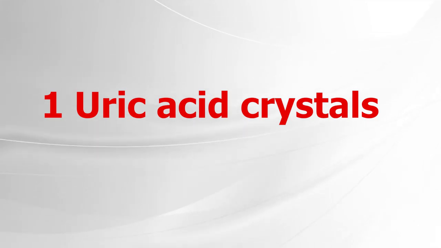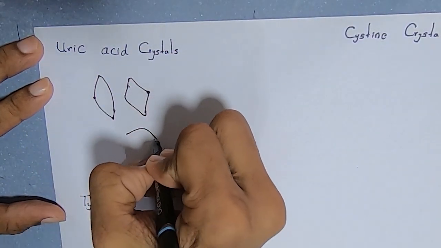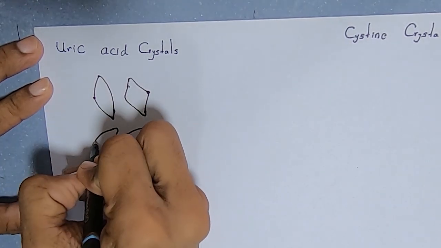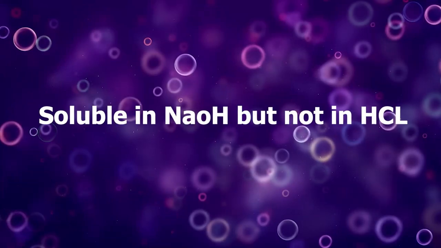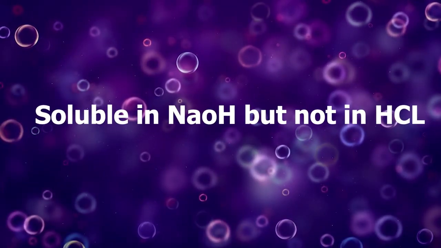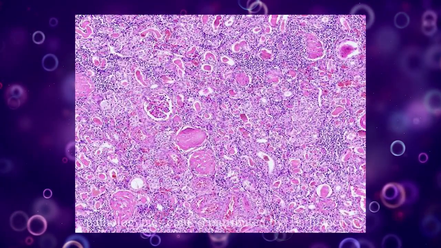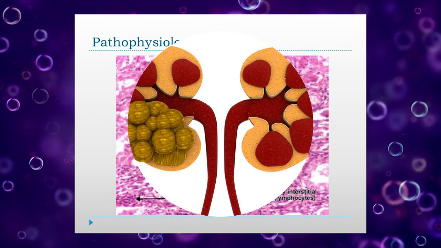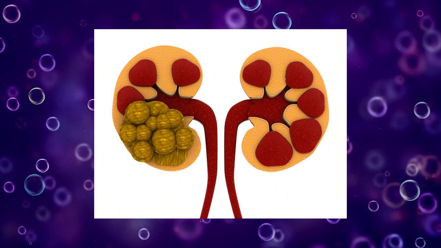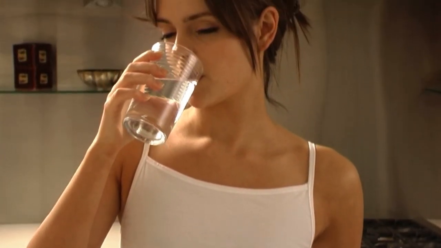Uric acid crystals. They have diamond, rhombic or rosette shape. They are typically orange to brown or yellow in color. These are soluble in sodium hydroxide but not in hydrochloric acid. Chronic nephritis is the main pathological condition where we can see uric acid crystals in urine. Hydration is one of the best ways to treat the crystals themselves.